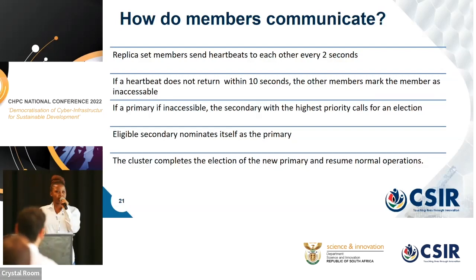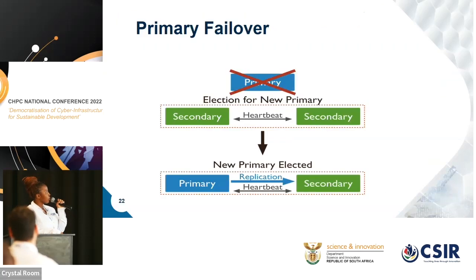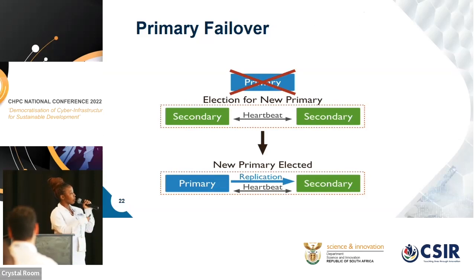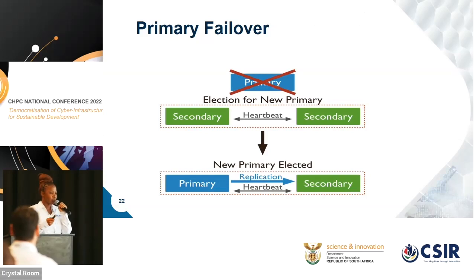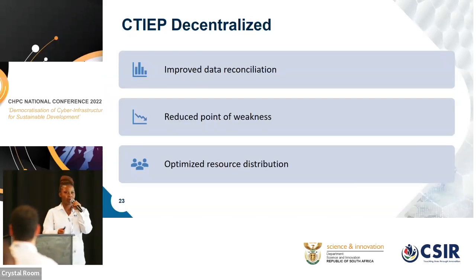Now, how does it become eligible? It becomes eligible in terms of priorities. The one that has the highest priority is the one that gets selected to be your primary. Therefore, it's going to be responsible for reading and writing data. Once the cluster is done electing the secondary that is responsible for writing and reading data, the cluster closes and operations continue as normal. This is a picture of when there is a failover with the primary. There's a heartbeat communication between your secondaries, and a new primary will be elected based on the priority that you would have selected.